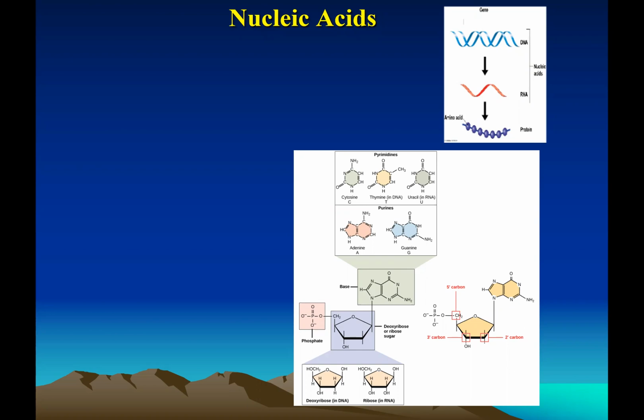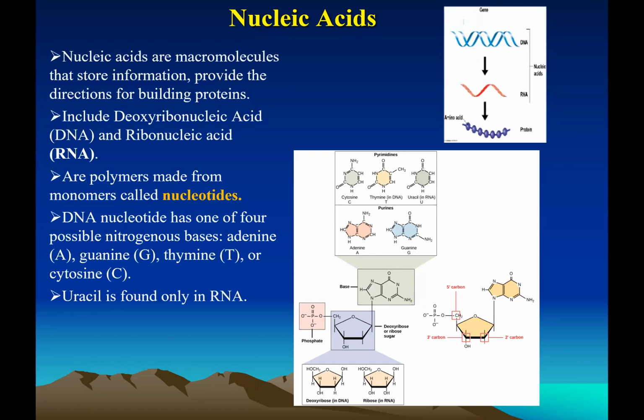Picture right there. So nucleic acids are macromolecules. The monomer that makes nucleic acid is called a nucleotide. So a nucleotide has something called a base, a sugar molecule, and a phosphate molecule. So that is the nucleotide. The bases can either be pyrimidines or purines. Pyrimidines are single ring structures. Cytosine, thymine, uracil are pyrimidines. Adenine and guanine are purines. So if you take a nucleotide, it will either have a purine or pyrimidine. It will have a sugar, and then it will have a phosphate group.